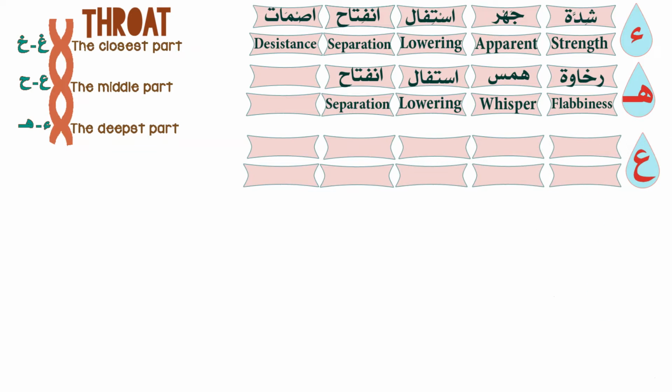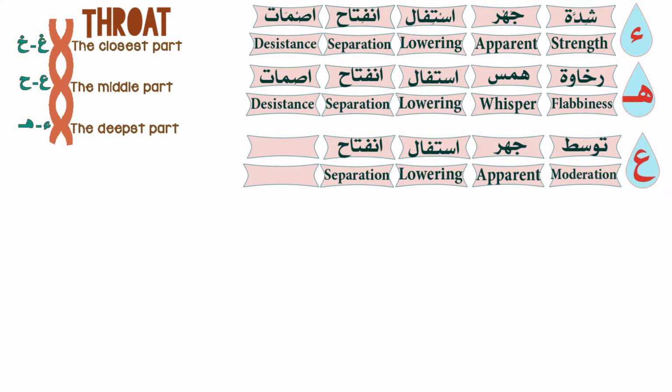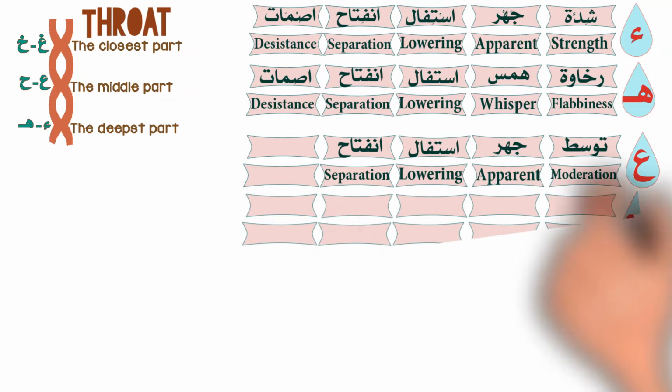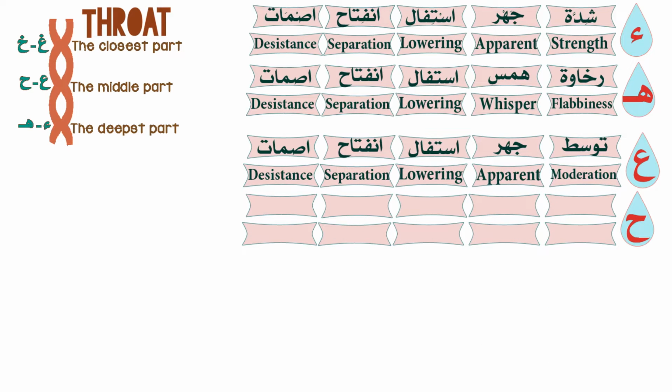Then the middle throat for عين and ha. The عين characteristics are توسط, moderation, جهر, apparent, استفال, lowering, انفتاح, separation, and ismet, resistance. While the ha characteristics are, first one رخاوة, floppiness, همس, whisper, استفال, lowering, انفتاح, separation, and ismet, resistance.